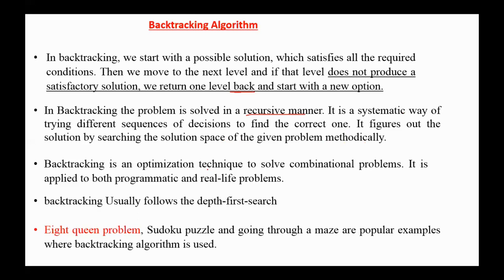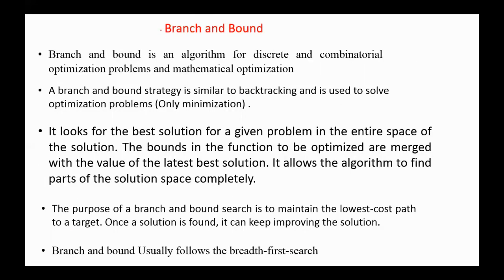Backtracking is an optimization technique to solve combinatorial problems. It's applied to both programmatic and real-life problems. Usually, backtracking follows the depth-first search. Examples: the 8-queen problem, Sudoku puzzle, and going through a maze. Next strategy is branch and bound.